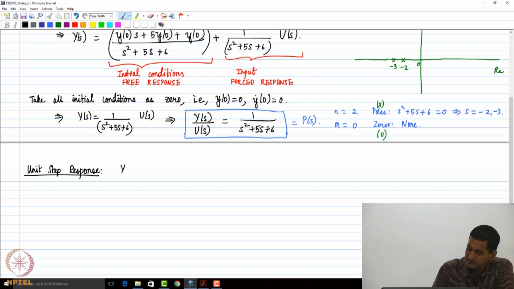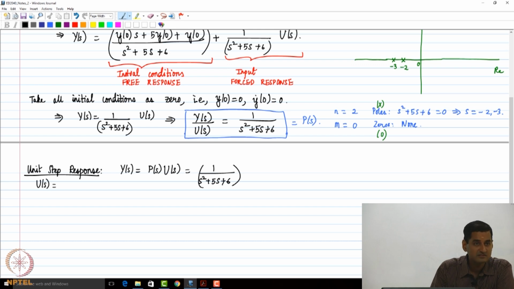To figure out the unit step response, I first need to find Y of s, which is P of s times U of s. Since we already know the transfer function, we just plug it in. For a unit step, u of t is 1, so u of s is 1 by s, the Laplace transform of 1. So I can write this as 1 by s times (s plus 2) times (s plus 3).